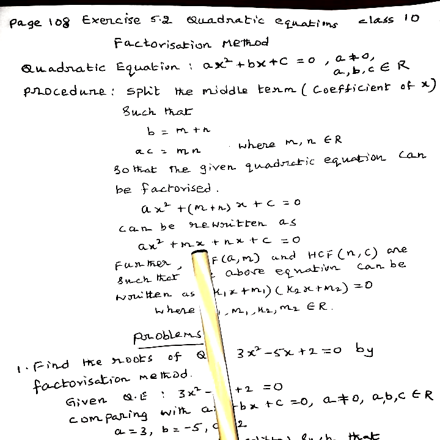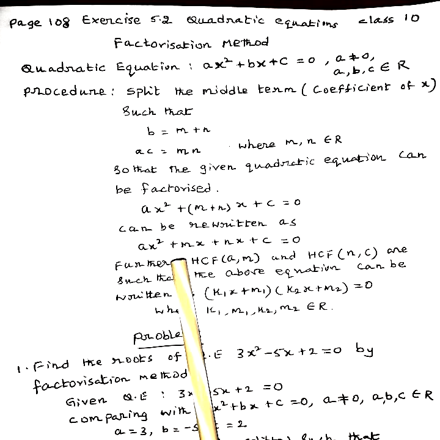Now, by following a further process, we get the form k1x plus m1 multiplied by k2x plus m2, where k1, m1, k2, m2 are real numbers. Now let us consider some problems to understand the concept of factorization.